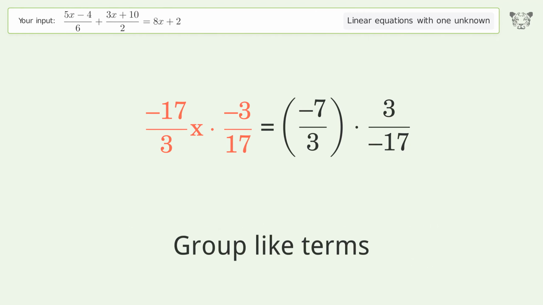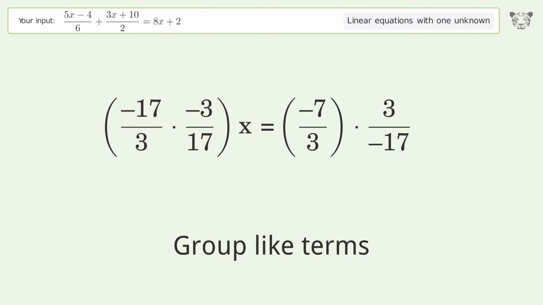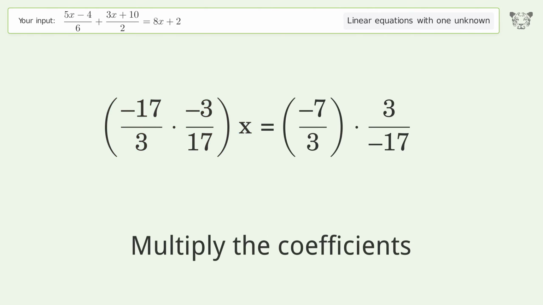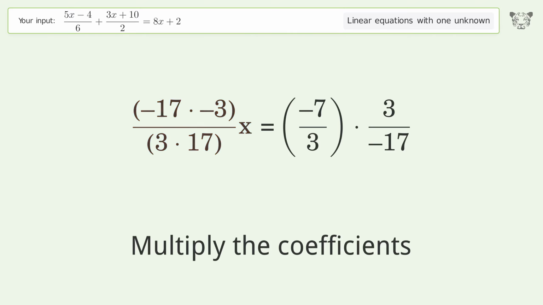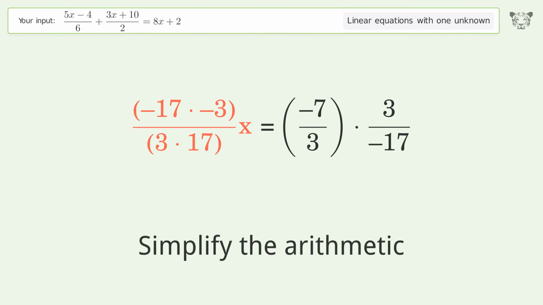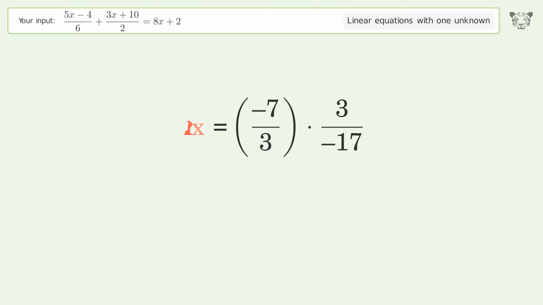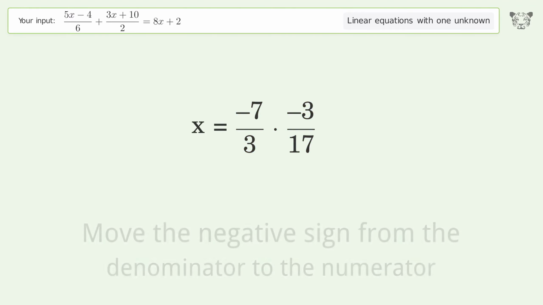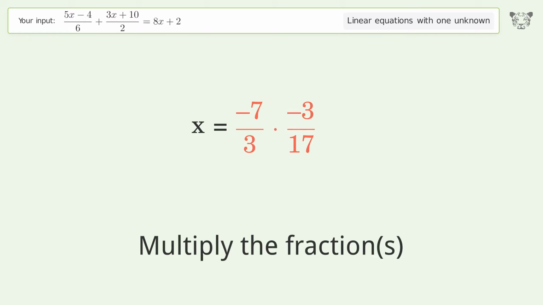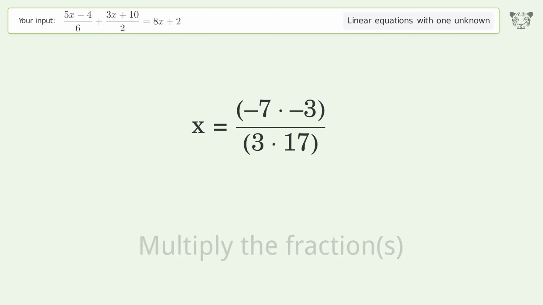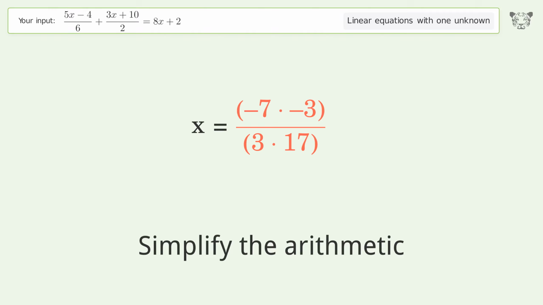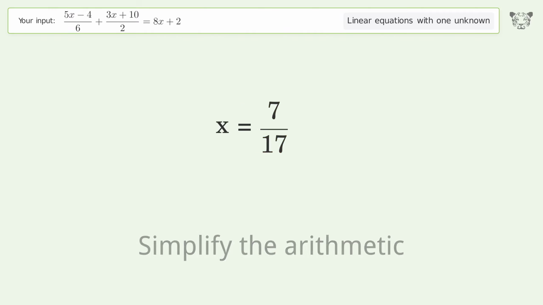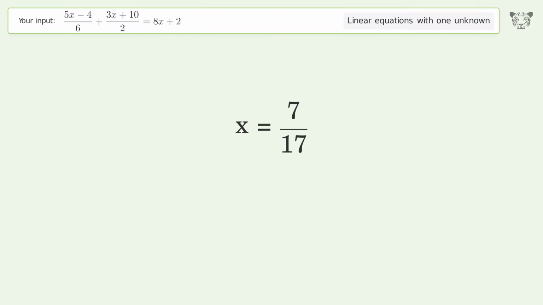Group like terms. Multiply the coefficients. Simplify the arithmetic. Move the negative sign from the denominator to the numerator. Multiply the fractions. Simplify the arithmetic. And so the final result is x equals 7/17.